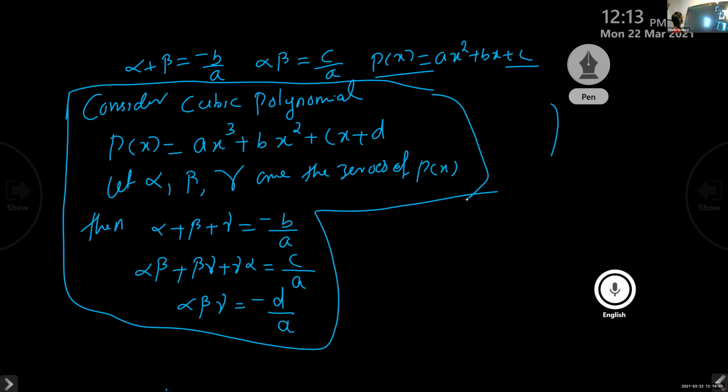All of you write 3 times now itself. This formula is very important. Write 3 times.